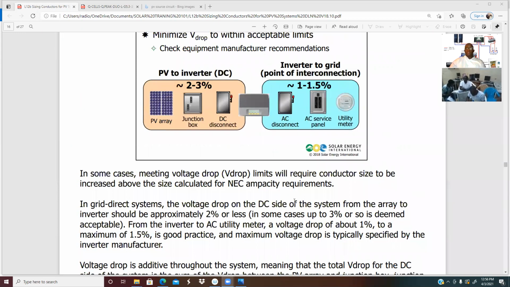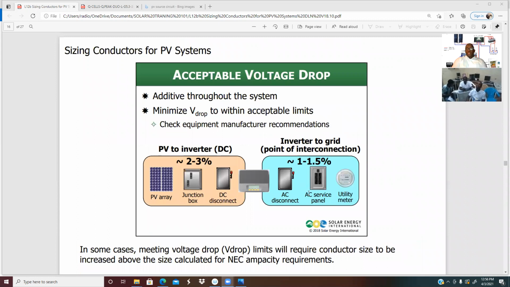Great. Now, we're talking about acceptable voltage drop. When your system starts reading a higher voltage drop than these limits, then you know that there is a problem. Voltage drop is additive throughout the system. Minimize voltage drop within acceptable limits. Check the equipment manufacturer's recommendation. The manufacturer tells you what the maximum voltage drop of that system should be.